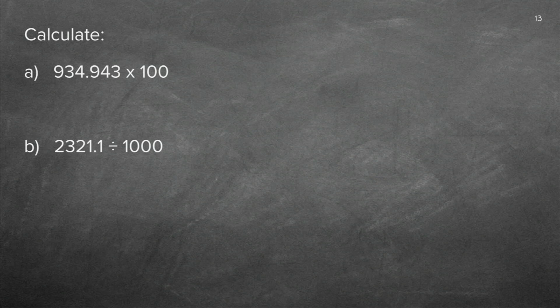Right, now we have to calculate 934 times 0.943 times 100. I don't think we must pause because this is so easy to do, and I'm sure you've done it already. Well done. So all we do if we multiply by 100, we move the decimal 2 places to the right.